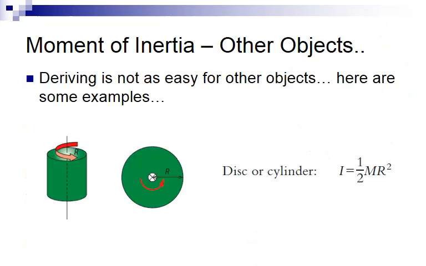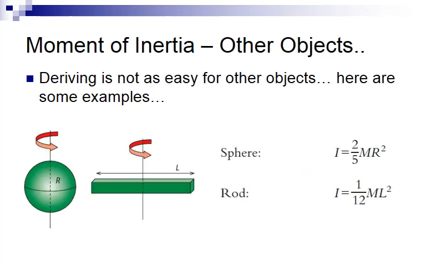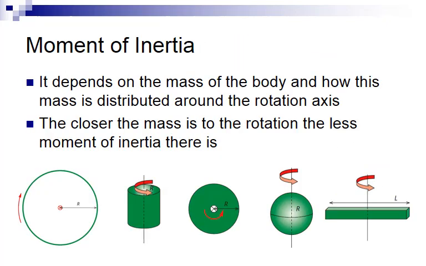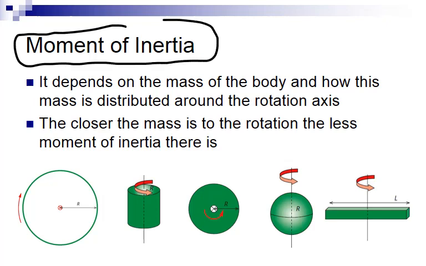And then for different objects, right, we have these. Now, it takes some advanced mathematics to be able to derive these, so you shouldn't have to memorize any of them. A disk or cylinder is 1/2 mr squared. The moment of inertia for a sphere or a rod, we've got that here. And again, you don't need to memorize those.